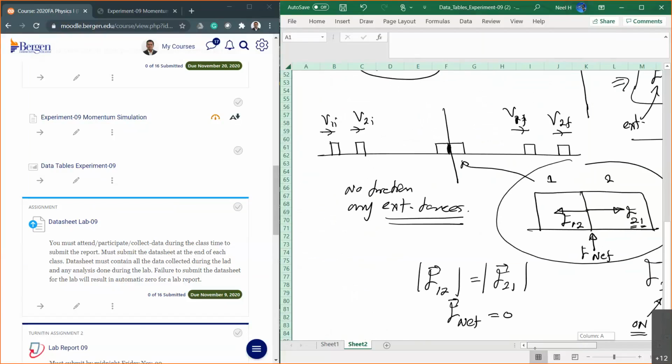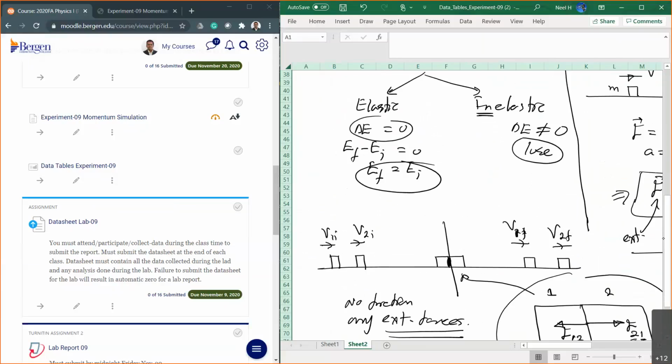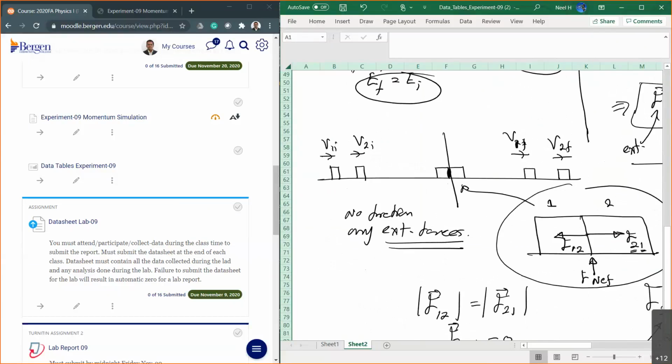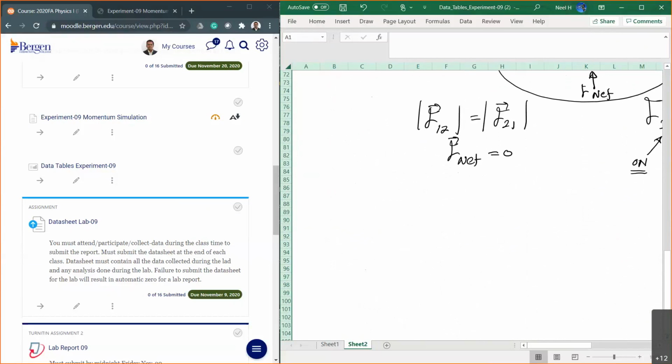What is important is that there are two types of collision. We divide collisions into two types by looking at the energy. However, if you look at the momentum during the collision, the only thing we have to check is whether there are external forces or not. If there are no external forces, it doesn't matter what type of collision it is, the momentum is always conserved. So that is called conservation of momentum. The net force is 0 without any external forces.